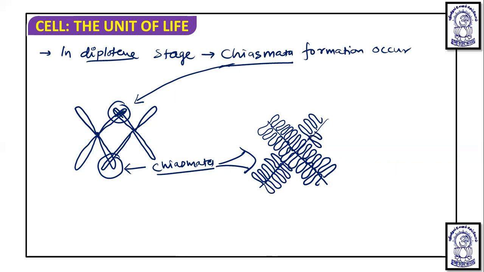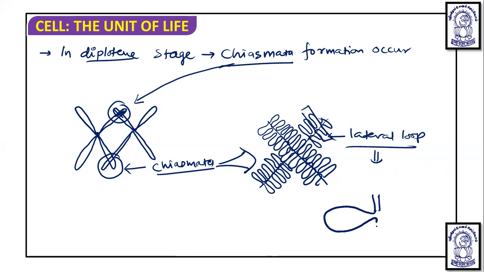So they look like this. When we take one loop, these are known as lateral loops. And when we draw the structure of one lateral loop, it will look like this. So this lateral loop appears like this.